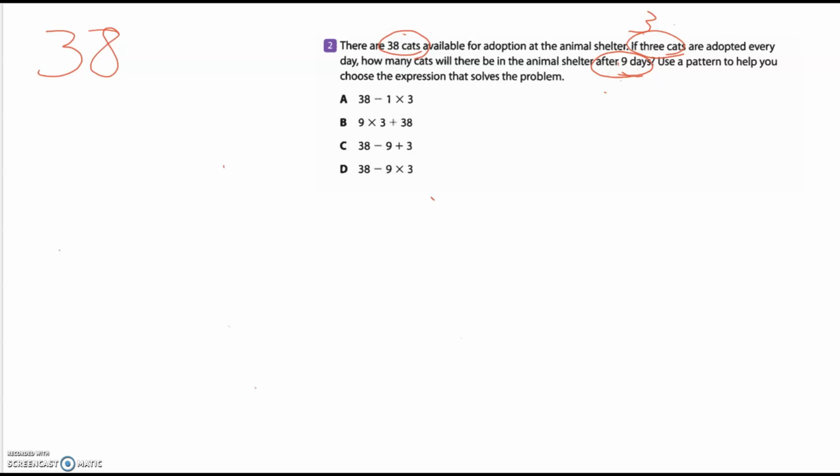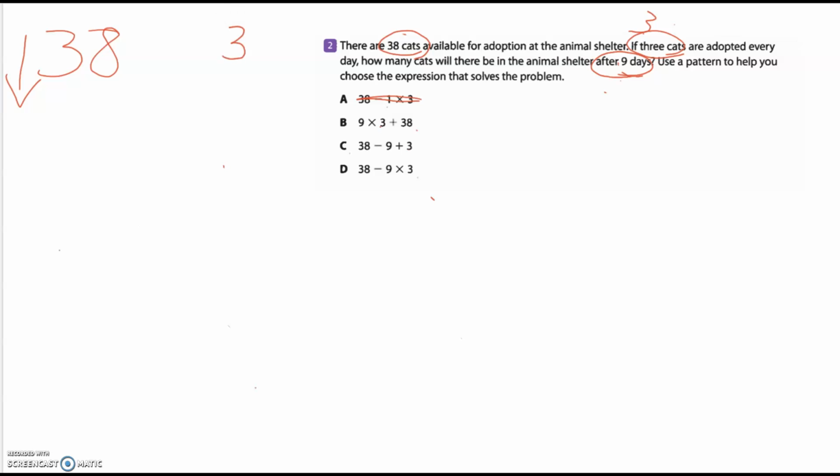38, 3, 9. This one has 38, 3, 1. Not going to be it. The others have 38, 3, and 9, maybe. Now, I'm going to think: I have 38 cats. Some are being adopted. So is my number going up or down? Well, if they're being adopted, I know my number's going down because there's going to be less of them at the shelter as they're adopted.